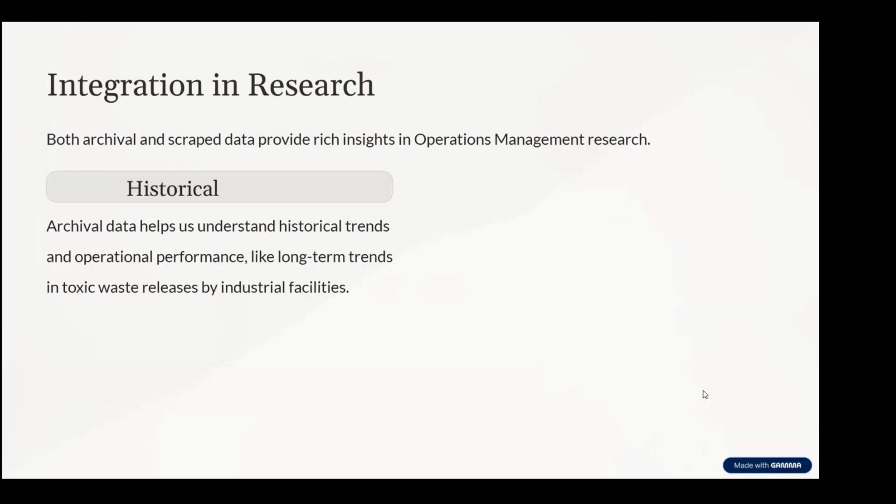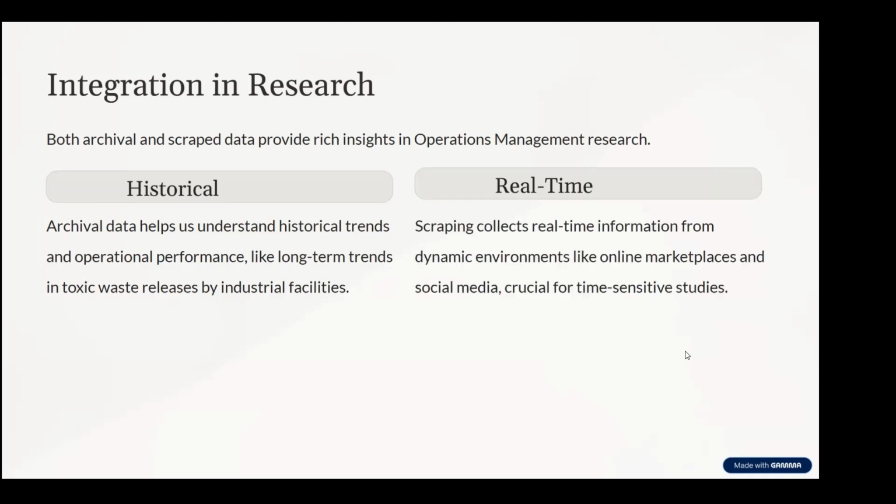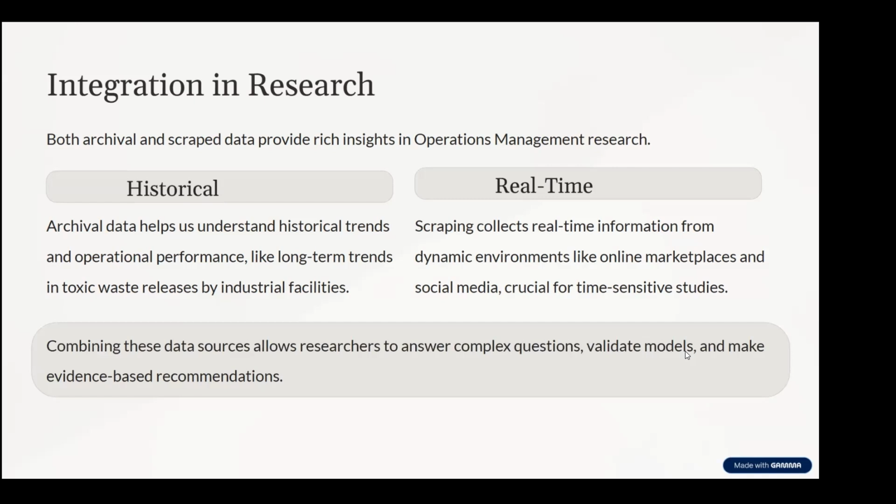Both archival and scraped data can provide rich insights in operations management. Archival data helps us understand historical trends and operational performance. For example, researchers may analyze publicly available data from the EPA to identify long-term trends in operational practices and toxic waste releases by industrial facilities. Meanwhile, scraping allows us to collect real-time information from dynamic environments like online marketplaces and social media, which can be crucial for time-sensitive studies. Combining these data sources enables researchers to answer complex questions, validate models, and make evidence-based recommendations.